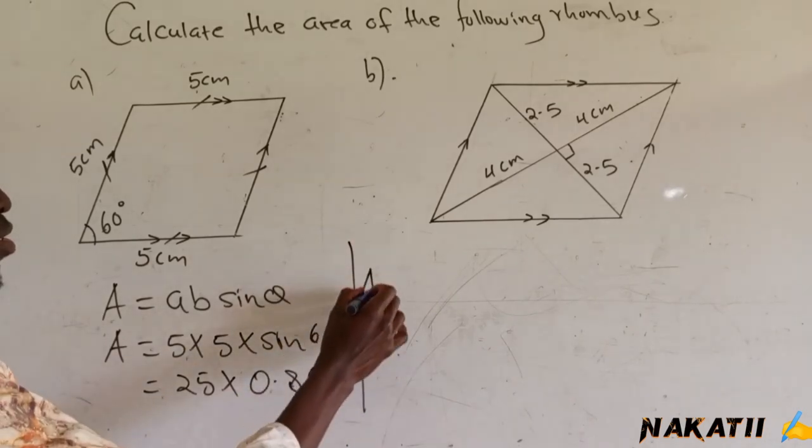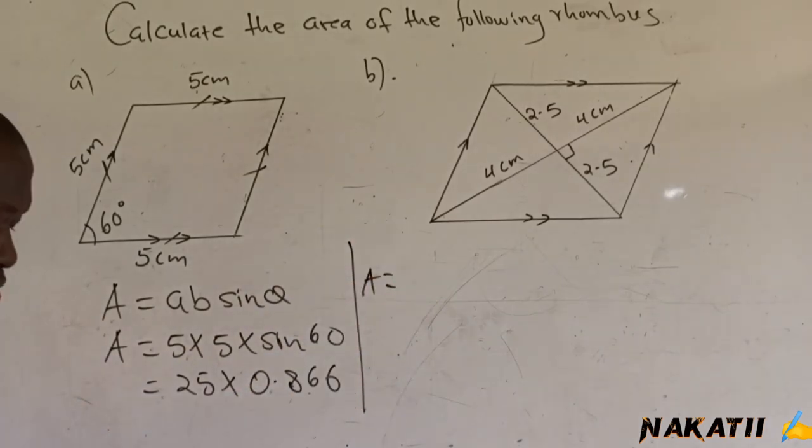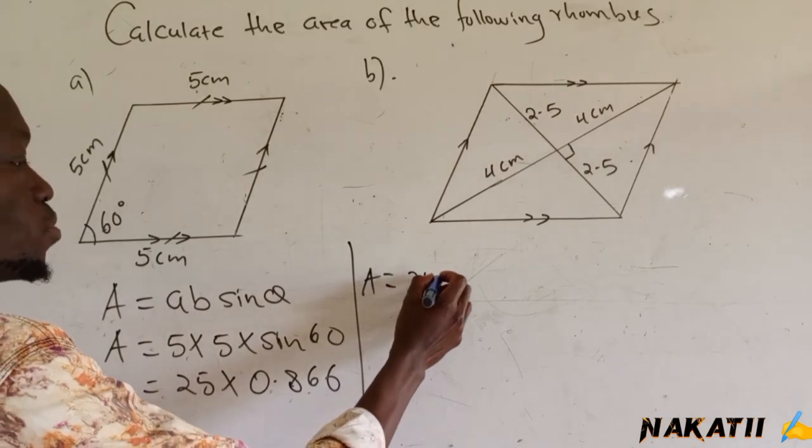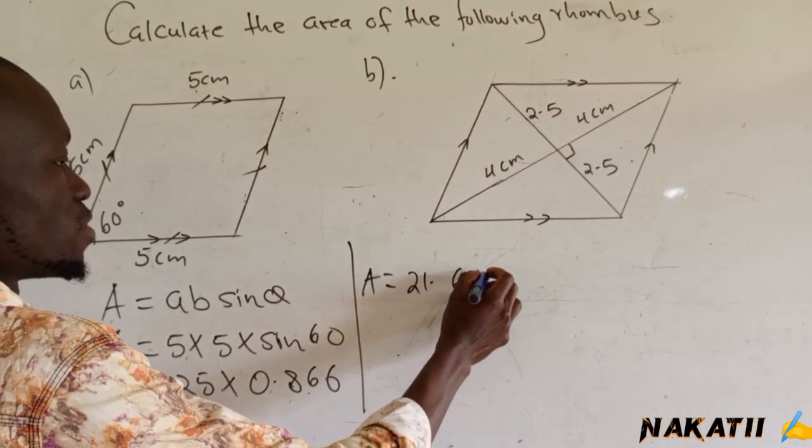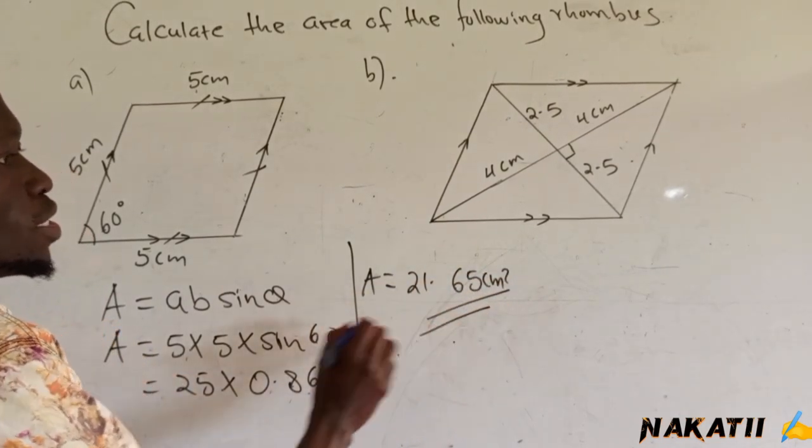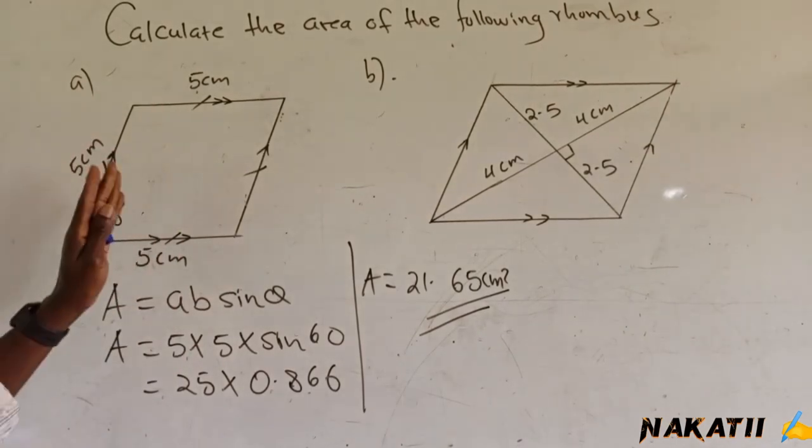0.866. Therefore, for the first diagram, using your calculator, if you put these values in your calculator, it is 25 times 0.866, which is 21.65 centimeters squared. That is the area of A.